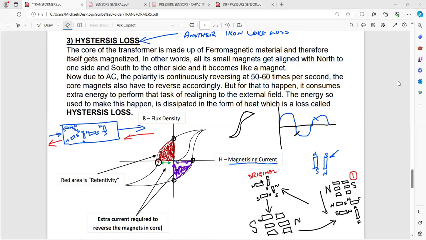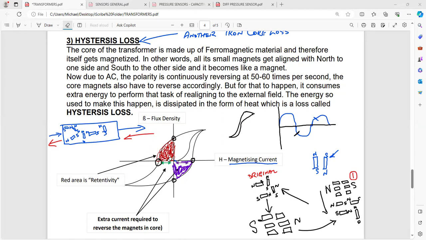Any queries or doubts, especially with regard to hysteresis loss? If you're asked in the orals, what is hysteresis loss, then you should be able to draw this particular BH curve, as it is called, or hysteresis curve, and explain that it is this particular energy that is consumed in making all those tiny magnets come back to the zero position. That means there is no more residual magnetism.